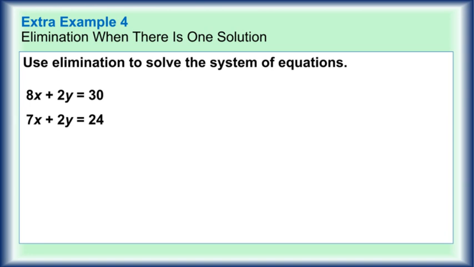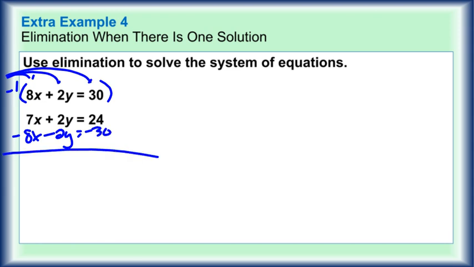Next, check my y variables and my x variables. The coefficients of the y's are the same. One has to be positive, one has to be negative. I'm going to multiply this top one by negative 1. So that gives me a negative 8x minus 2y equals a negative 30. Add straight down and I get negative x equaling a negative 6. Divide by negative 1, x would equal 6.